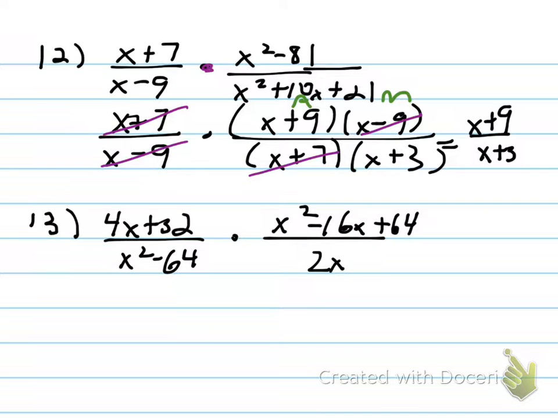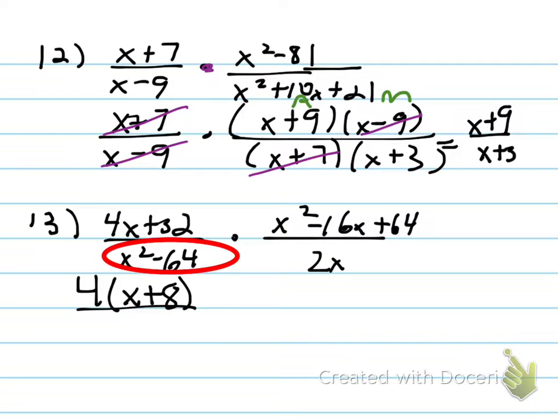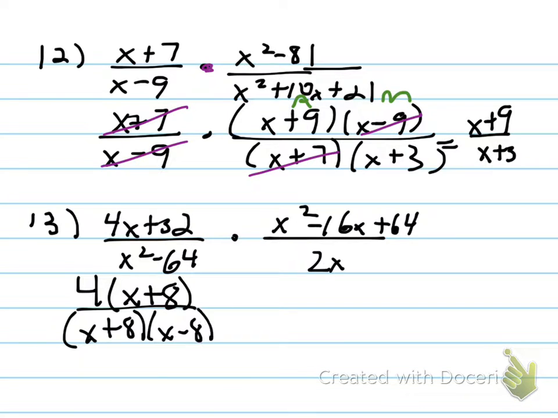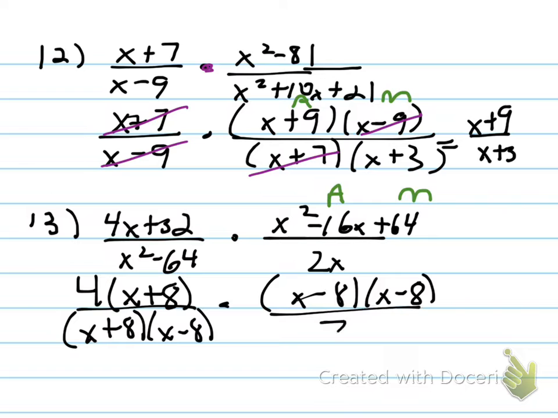And finally, number 13, we need to factor, and this first numerator has a common factor of 4, to where I'm left with x plus 8. This denominator will factor into conjugates, x plus 8 times x minus 8. What multiplies to be 64 and adds to be negative 16? That's going to be negative 8 and negative 8. And then 2x is already factors.